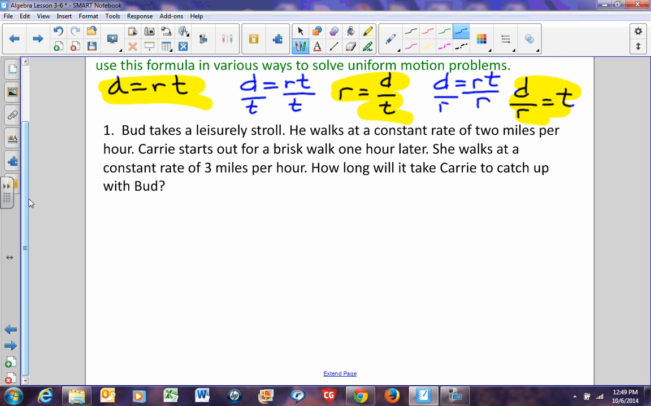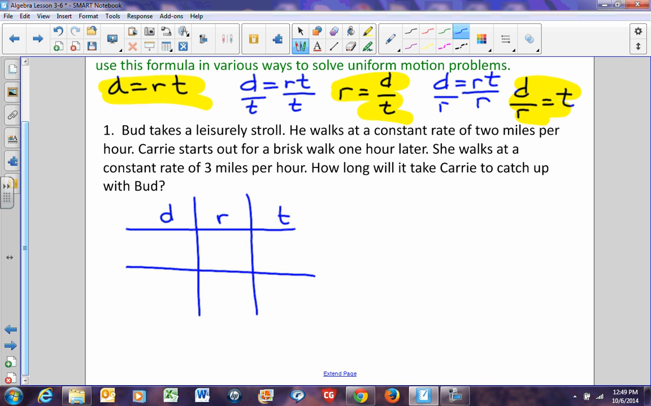Distance rate time problems work best if you set up what we call a distance rate time table. That means you're going to put a little table on here where you're going to have distance, rate, and time, and you're going to fill in all the missing pieces based upon what you know. All right, so here's my distance rate time table.